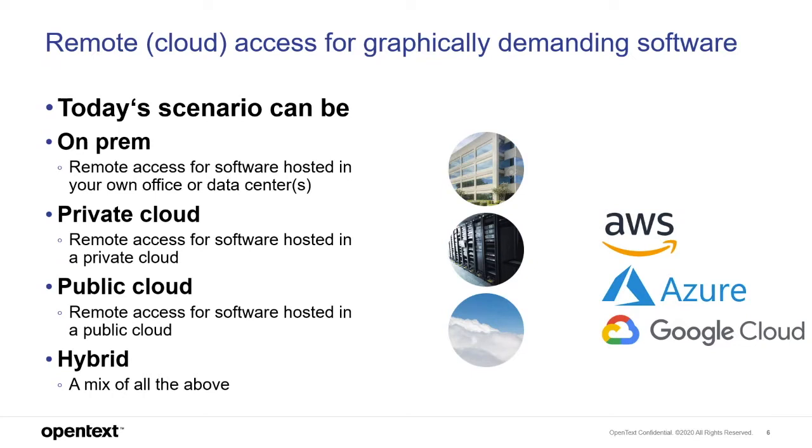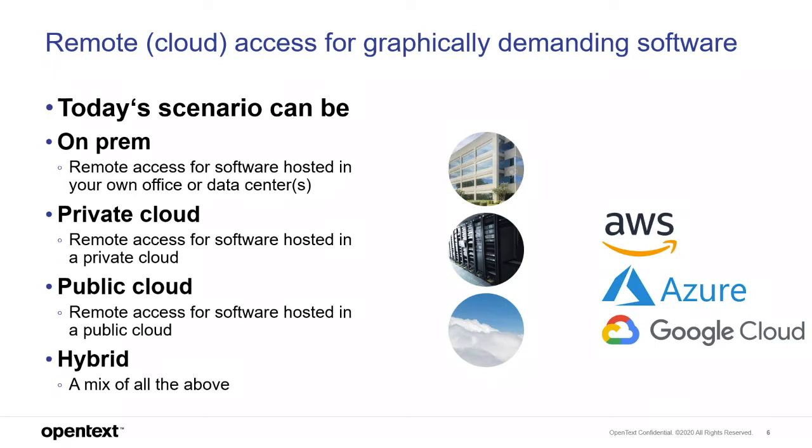You can have a public cloud for remote access that is hosted in a public cloud. So public cloud means that the machines are shared with others, so there might be some security things that you might want to think about with private cloud, but whatever cloud you use, all the scenarios, all the installations we show you today will work.